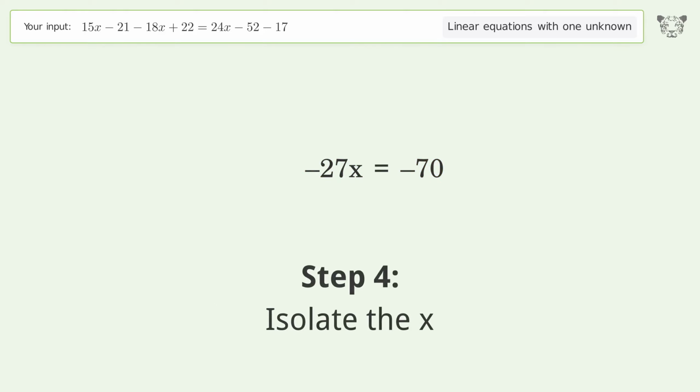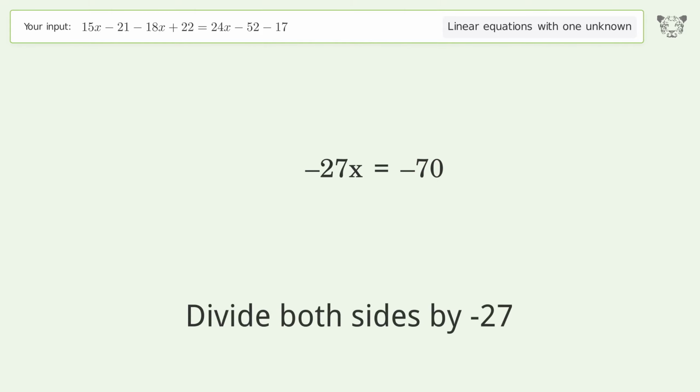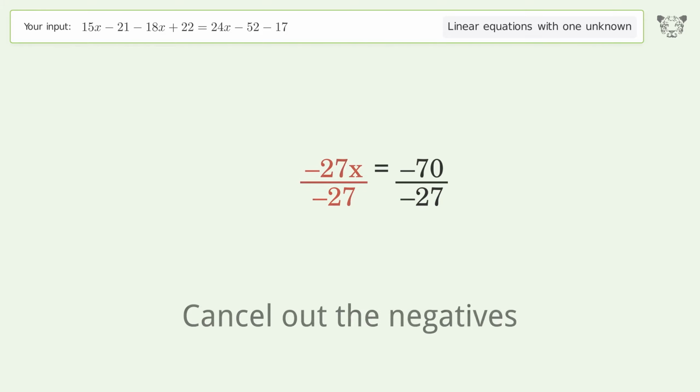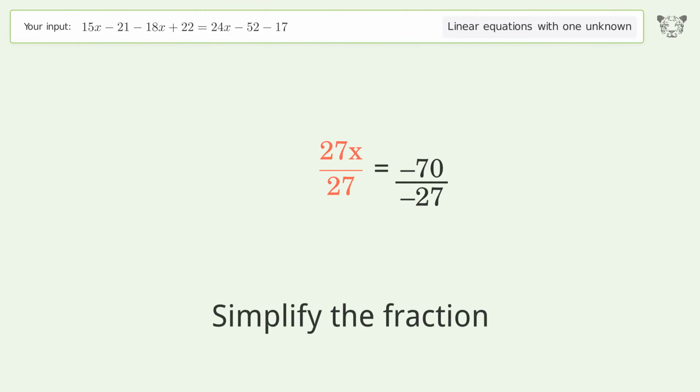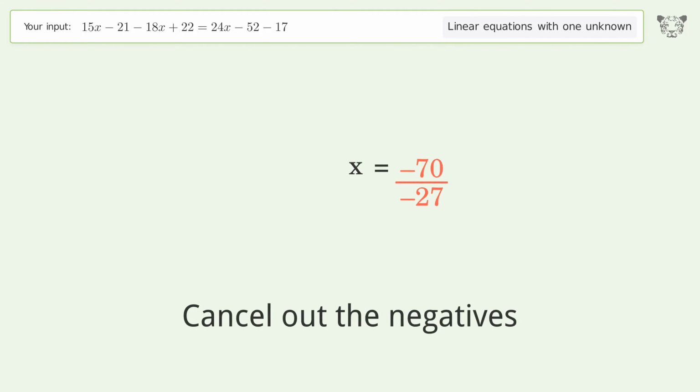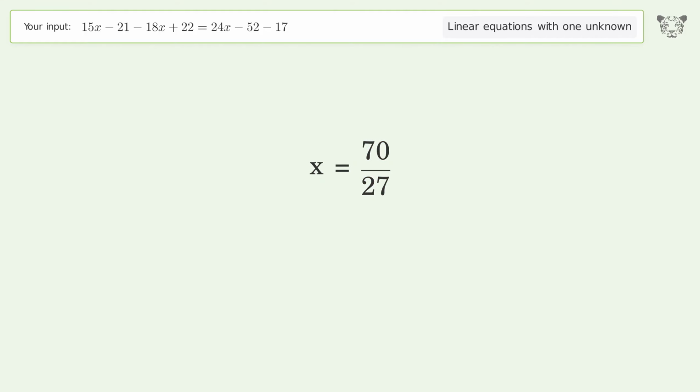Isolate the x. Divide both sides by -27. Cancel out the negatives. Simplify the fraction. Cancel out the negatives. And so the final result is x equals 70/27.